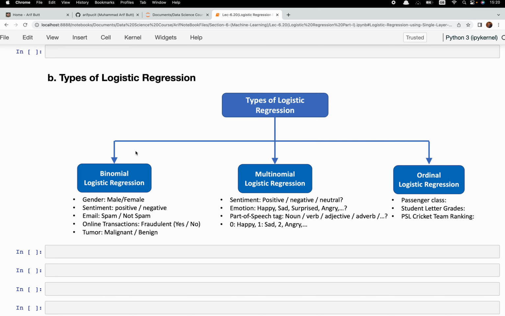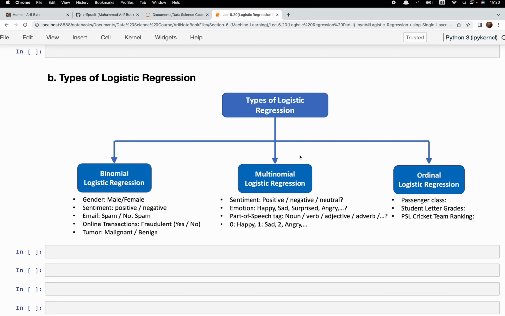We use a binomial logistic regression when the output response or dependent variable has only two possible outcomes, a 0 and a 1. For example, classifying an email as ham or spam, classifying an online transaction as fraudulent or not, classifying a tumor as malignant or benign, and so on.